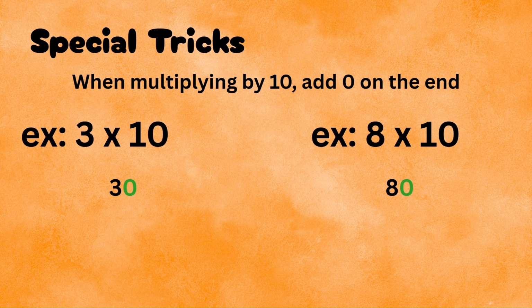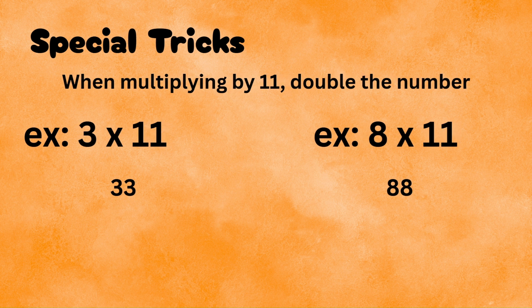This same process works for 100, which has 2 zeros, so you add on 2 zeros. 1,000, which has 3 zeros, so you add on 3 zeros, and any number that is a 1 with a lot of zeros attached to it. All you do is keep the number the same, then slap on how many zeros you multiplied by.